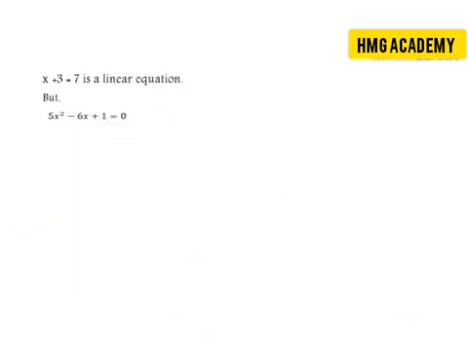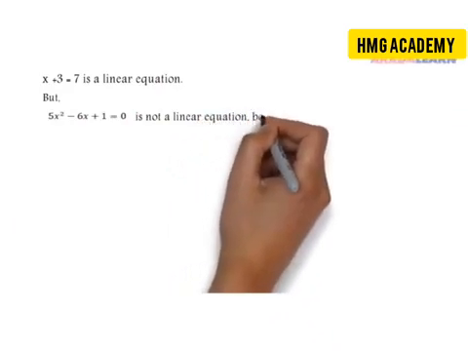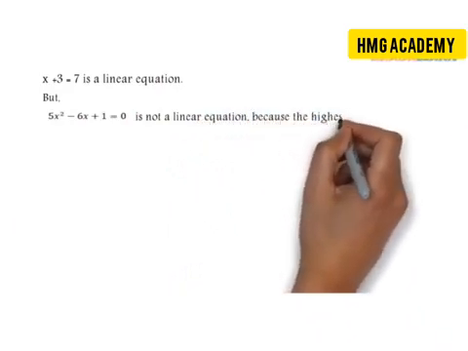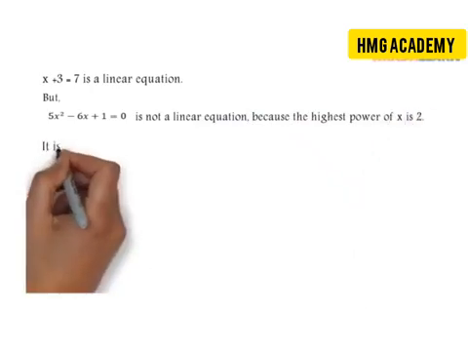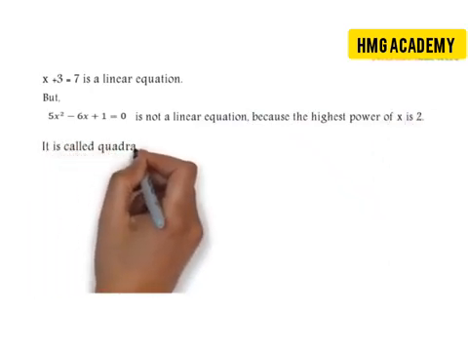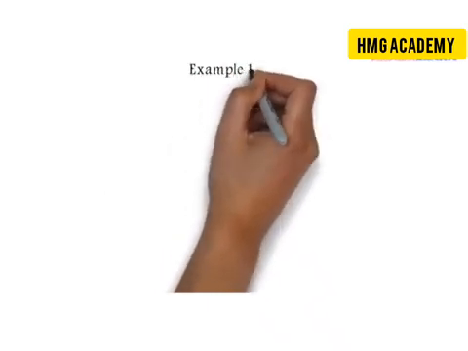But this equation that you are seeing right now is not a linear equation. Why? Because the highest power of the variable x there is 2. So for a linear equation, the highest power of the variable has to be 1. This type of equation is called a quadratic equation. So let's see the first example.